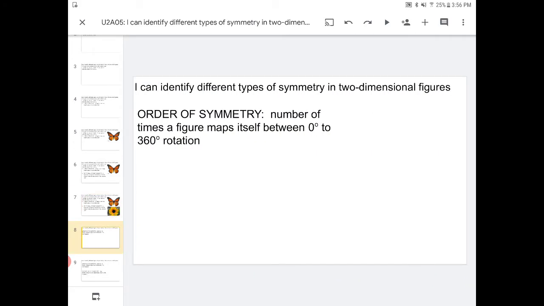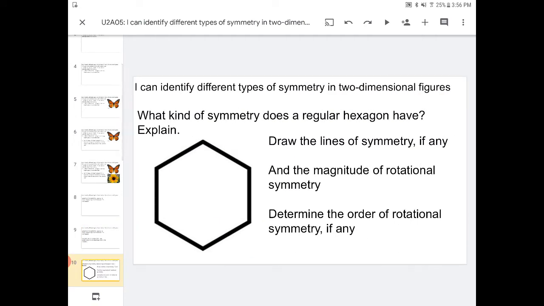All right, so let's talk about this. What kind of symmetry does a regular hexagon have? Explain. Draw the lines of symmetry, if any, and the magnitude of rotational symmetry, if any. Determine the order of rotational symmetry, if any. I'm going to ask you to pause the video for a moment and see for yourself. Hopefully you had some time to think about this now.